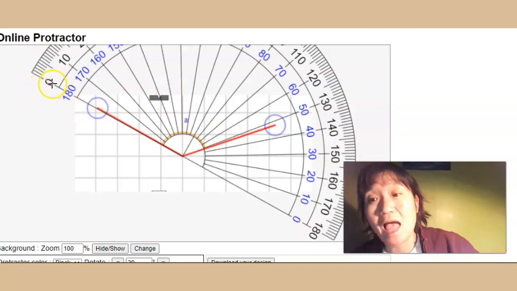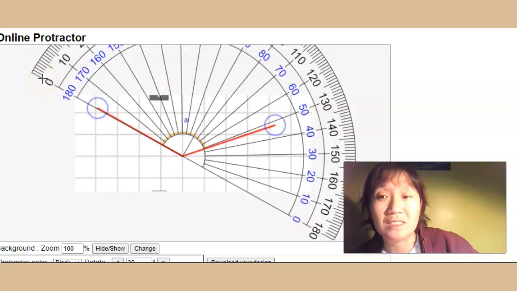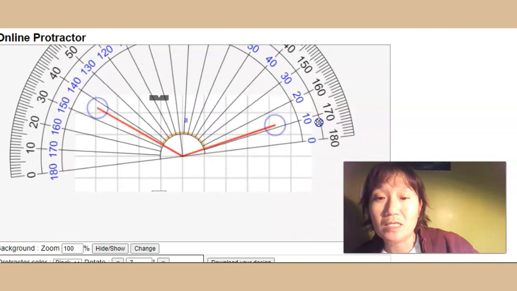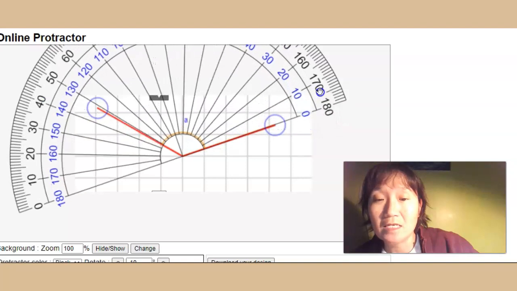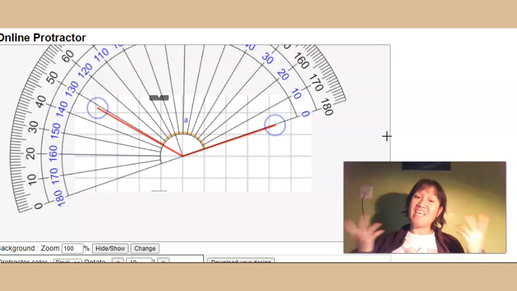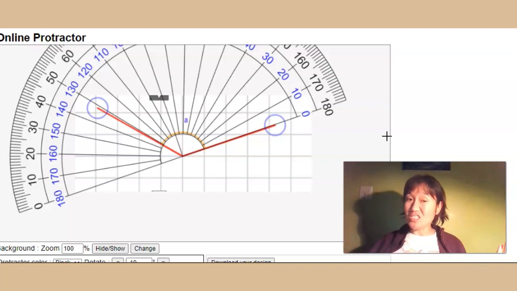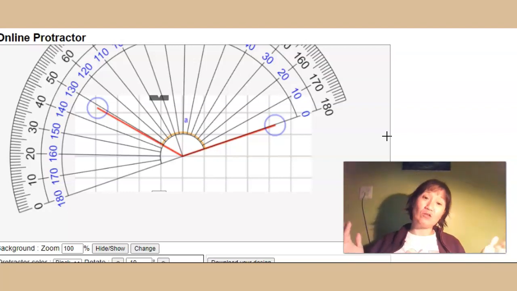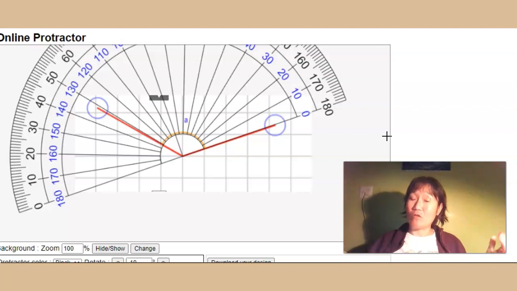And then I would use the black, because black actually says that this is 0. So I always start with 0. Or I could come over here and line it up using the right-hand side, and then I would use blue. So it kind of depends on how the angle is sitting. It doesn't matter whether you use the right side or the left side, you just have to start at 0.